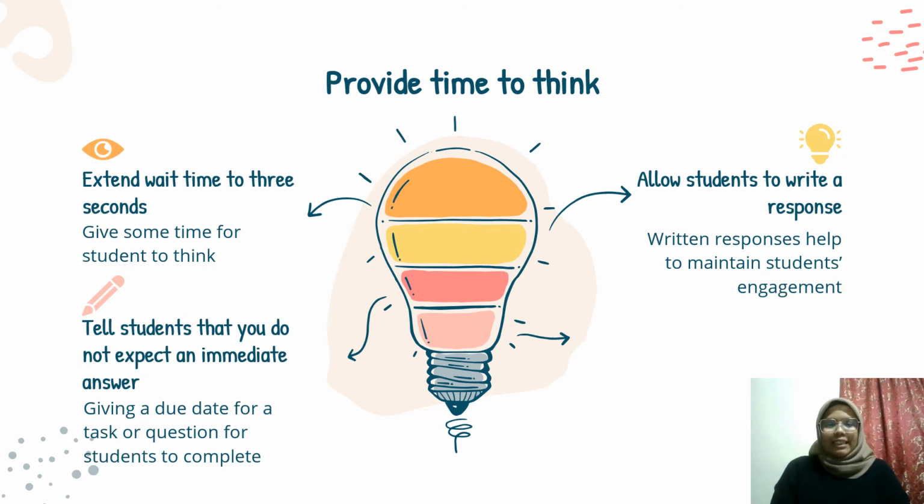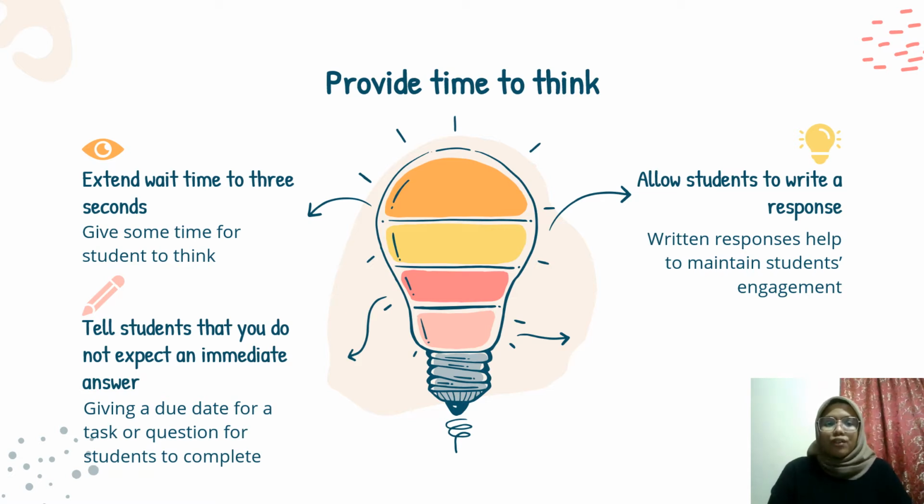Okay, next way is by providing time to think for students. When a teacher recites a question, try to provide some time for students to think before they respond. Okay, this can be done by extending wait time to 3 seconds. For example, when the teacher recites a question, we try to wait for 5 seconds before we ask for student responses. So during that time, the students are able to think about the answer.